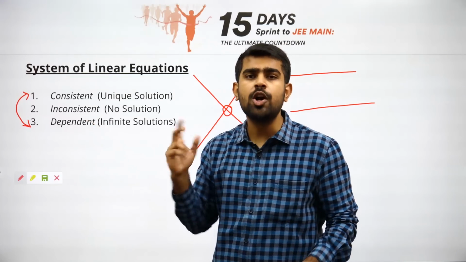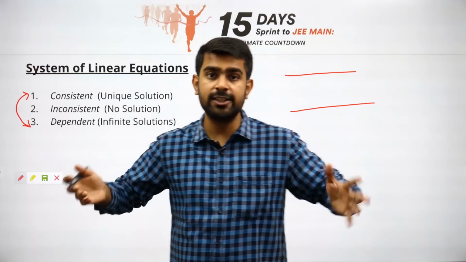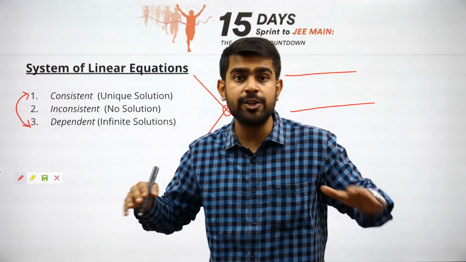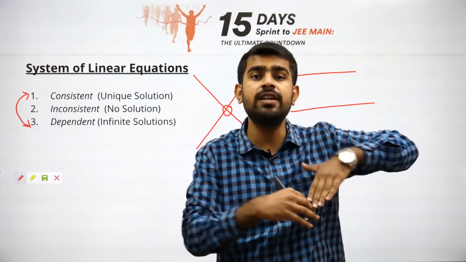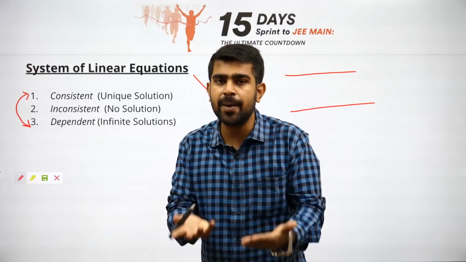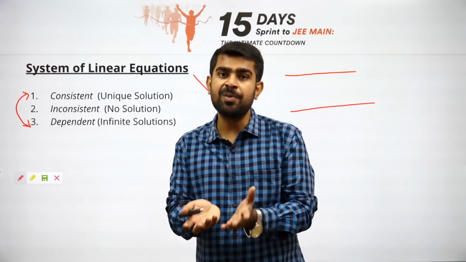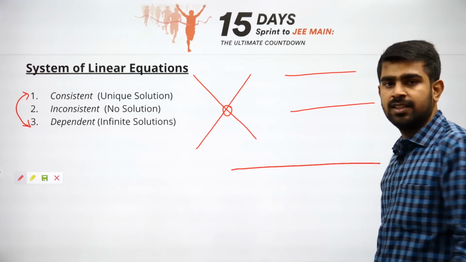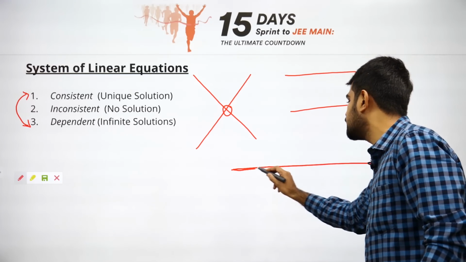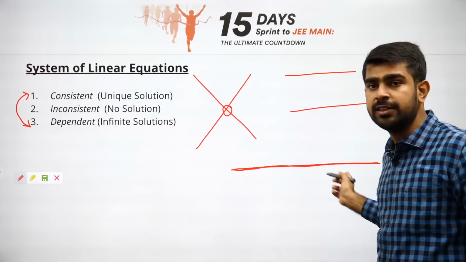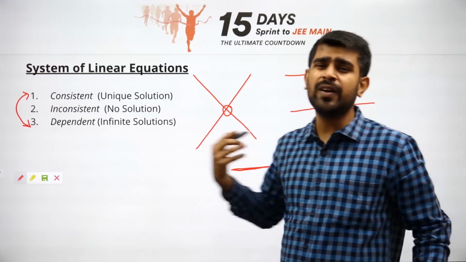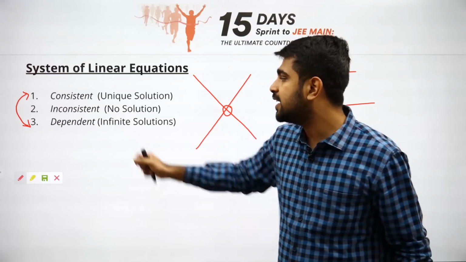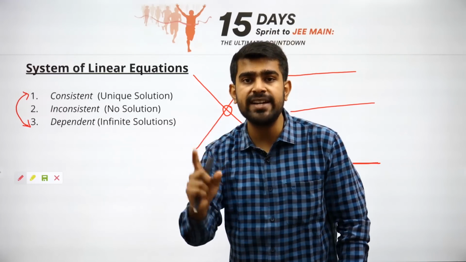Because in a dependent system, what do you have? You have infinitely many solutions. It is not like a solution is not there, but you have infinitely many solutions. What is the example of that? 2 coincident lines. So I have a line like this and I have one more line on top of it. How many solutions do I have? I have infinitely many solutions. So that is the last case, which is called a dependent system.